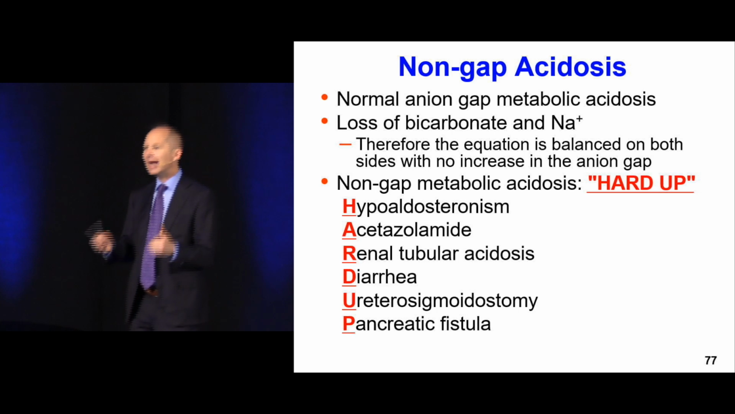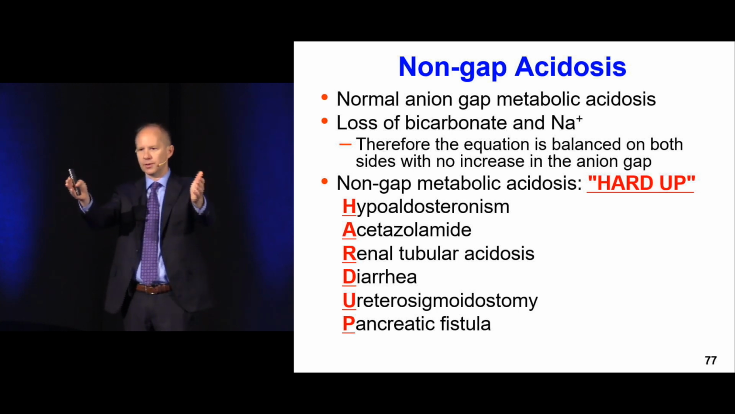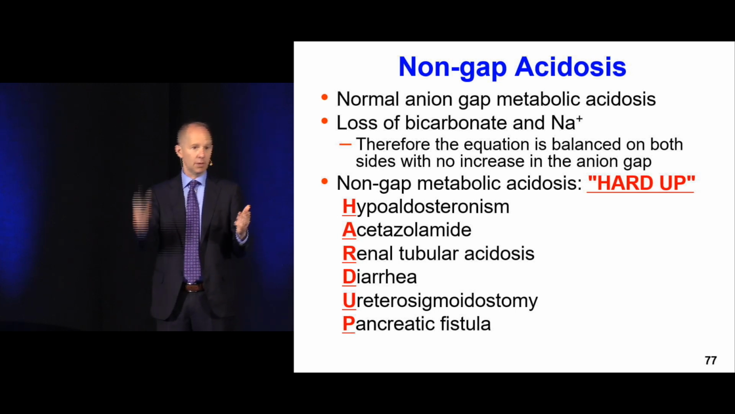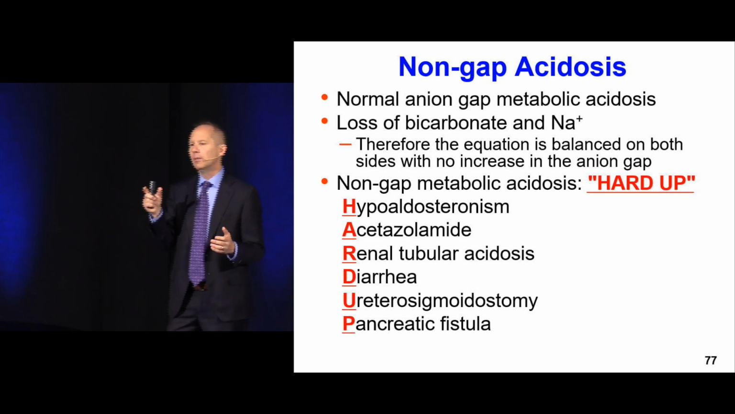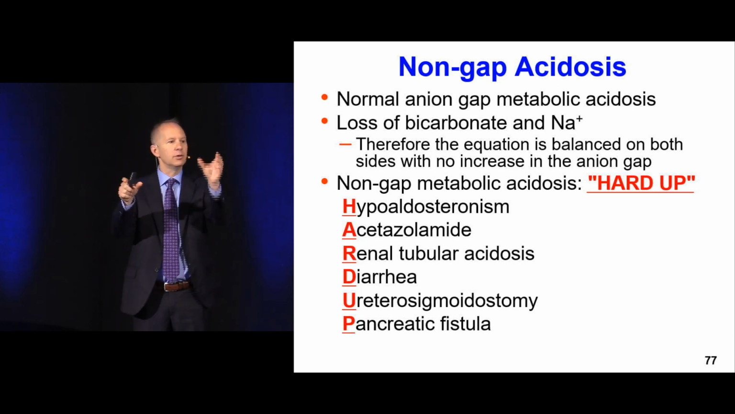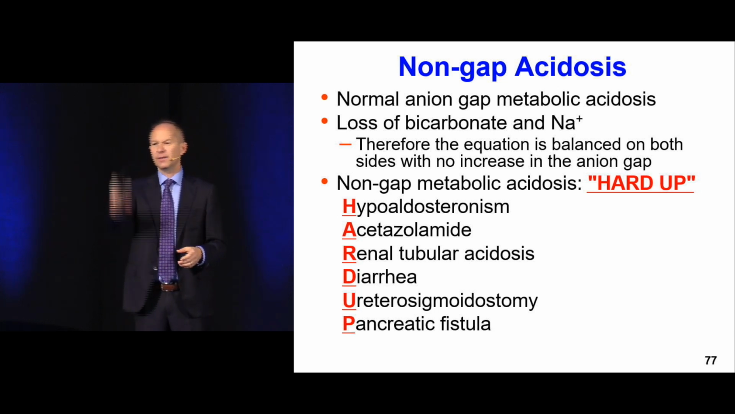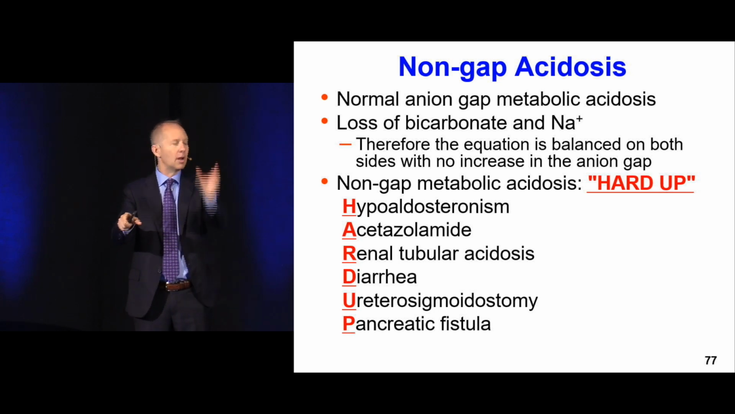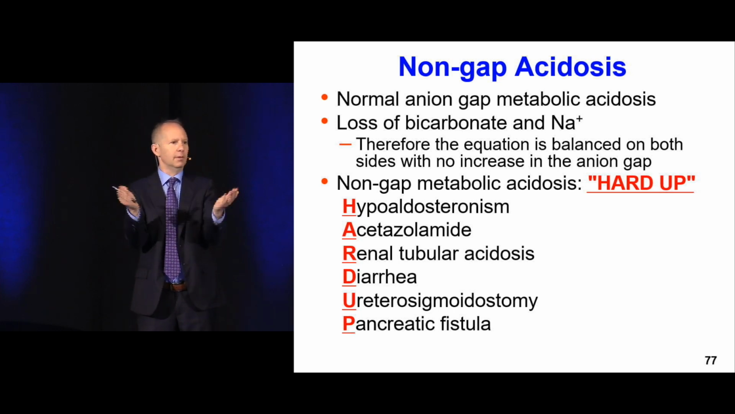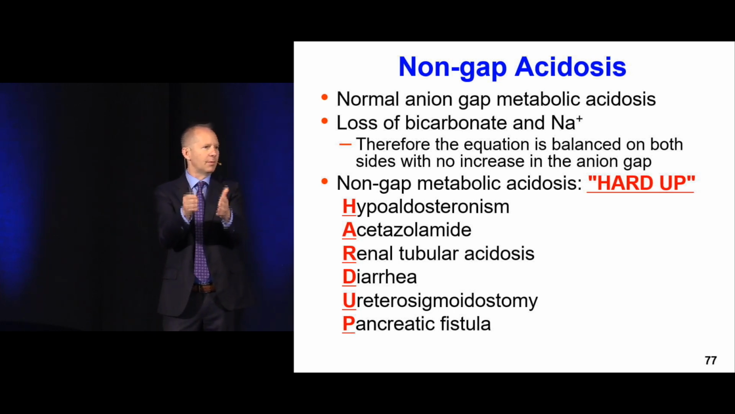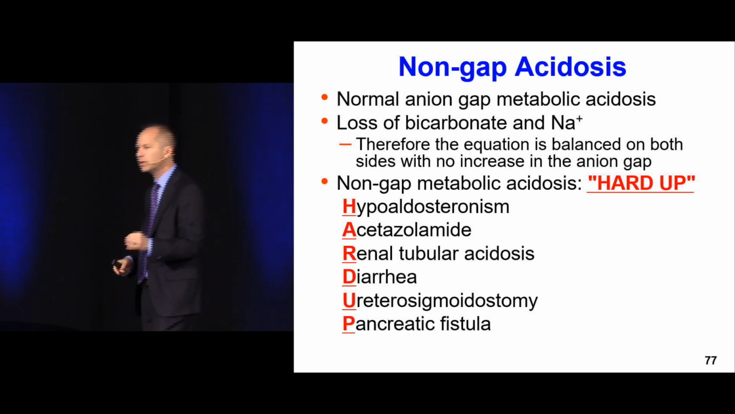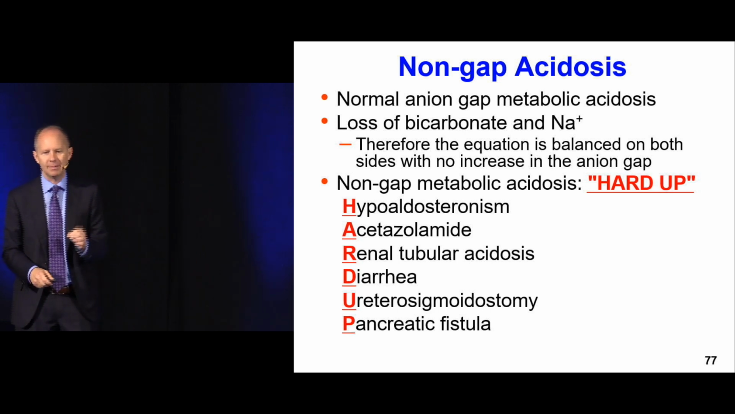Okay, how do we get a non-gap acidosis? Let's think about this for a second. You have an acidosis because you've lost bicarb. You lost bicarb, you got an acidosis. But for a non-gap, you're losing bicarb and you're losing sodium. So you're losing the negatively charged thing in the formula, but you're also losing the positively charged thing in the formula. And if you're losing them together, you don't get a gap. Your gap stays the same. If it was 12 before, you lost them both, it stays 12. So these are disorders where you lose both sodium and bicarbonate at the same time.